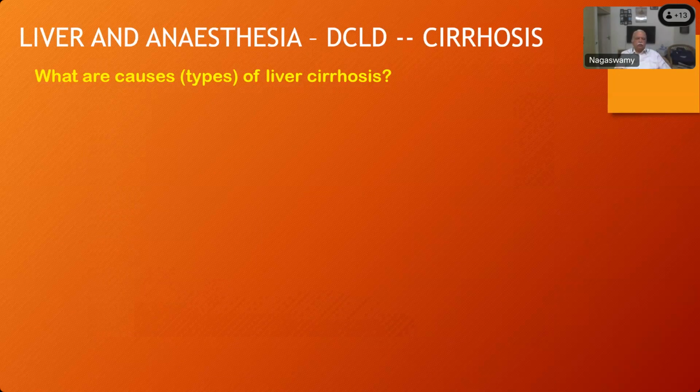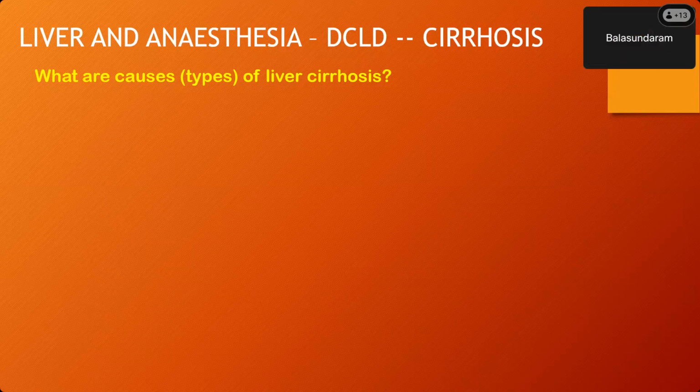Now, what are the types or causes of liver cirrhosis? Is it only fatty liver or alcohol, or are there any other causes which also result in cirrhosis of the liver? Sir, hepatitis B and C virus, Wilson's disease, post-hepatic cirrhosis. Very good. Then hemochromatosis. The commonest cause in our country is alcohol or nutrition. Next comes alcohol.